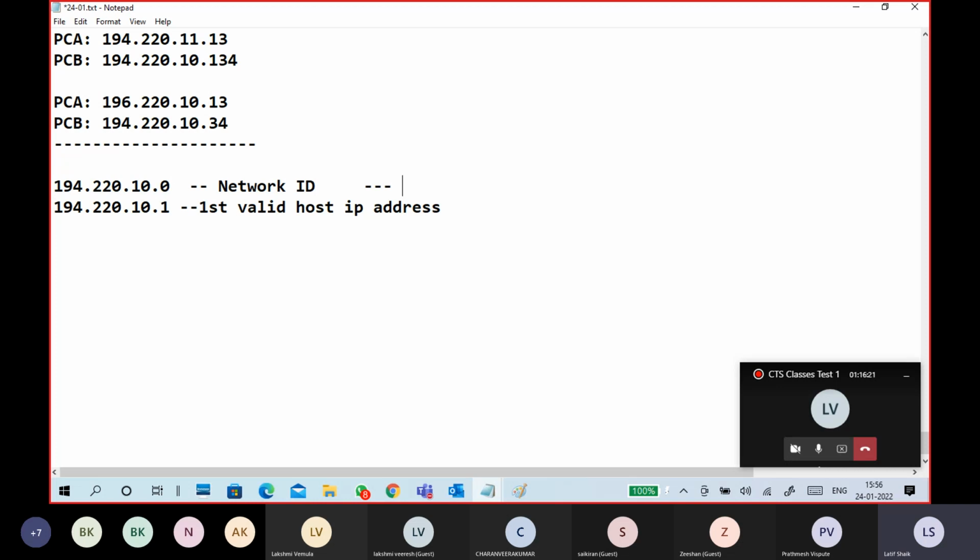Remember this one. We cannot assign this IP address to a device, or we can say a PC or a system, or anything you can use the word. So we cannot assign this, but this we can assign. This is the first one. Okay, Class C, guys. I'm telling you about Class C. Class C is different. Class B is a little bit different.